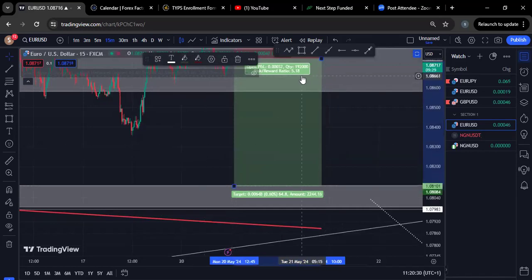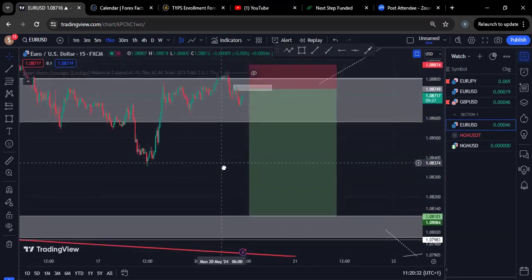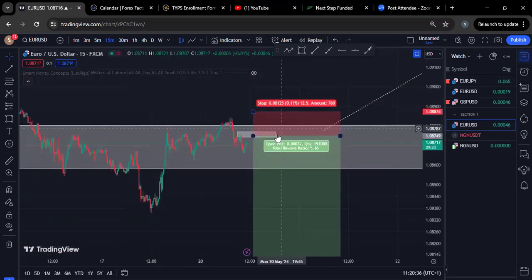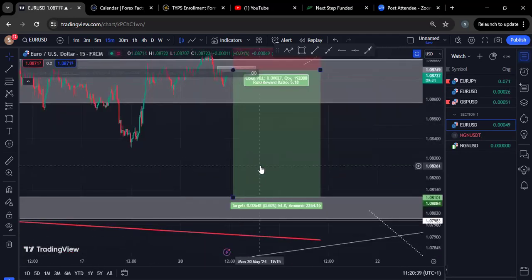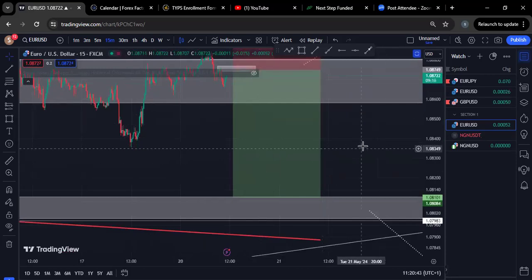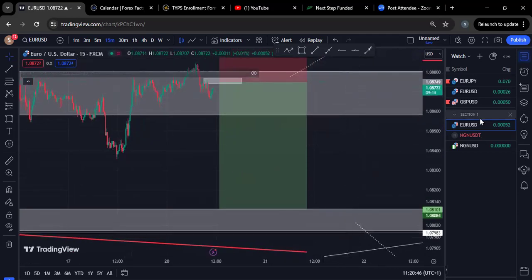I'm using a 5 to 1 ratio, which is not bad. It's a very good risk management system. So 12 pips for 64 pips, it's not a bad trial.